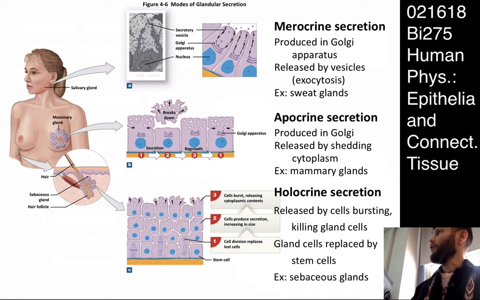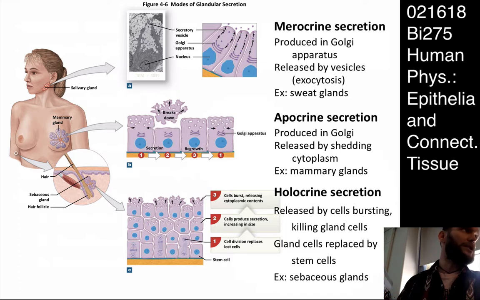So this involves exocytosis, probably involving calcium. Some examples of this are your sweat glands. And there's a couple different types of sweat glands. I'm probably not going to talk about them because of time, but there is the type of sweat that your body makes, the watery sweat that your body makes for evaporative cooling, right?